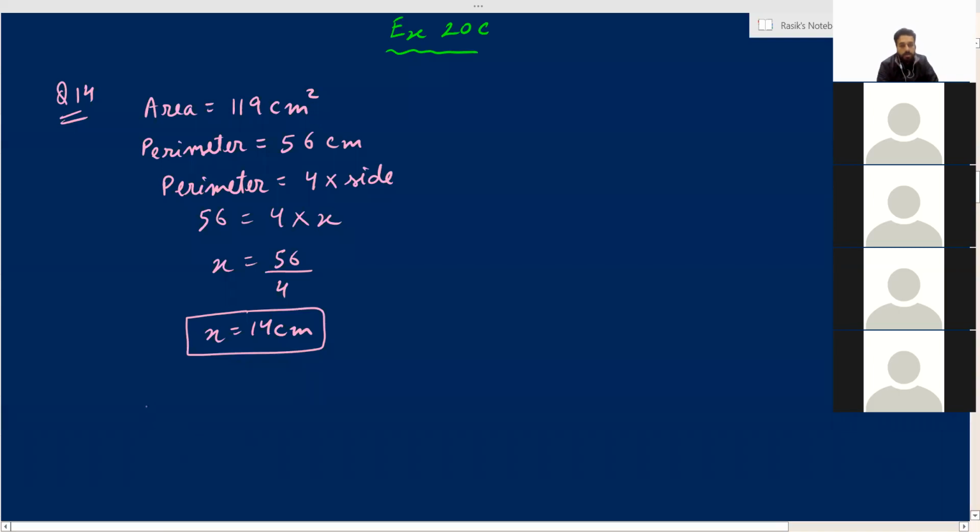Area equals base into height. This is the formula of area of rhombus. Here we know the area, 119. We know the base also, 14, the side of the rhombus is 14. We just have to find the height. So we can use this formula: area equals base into height.